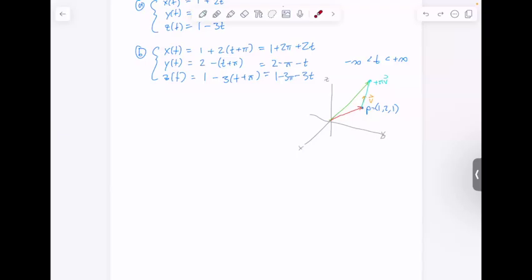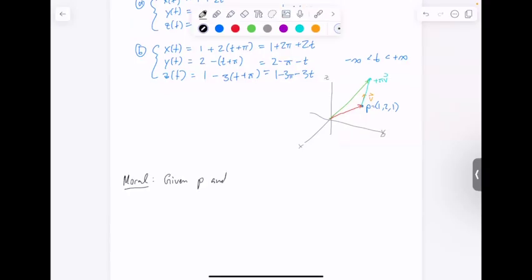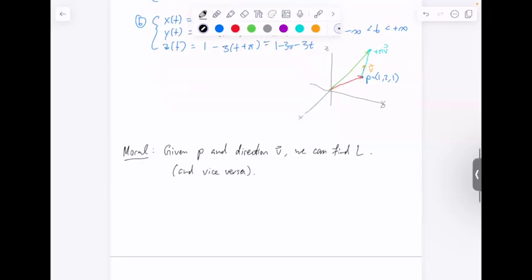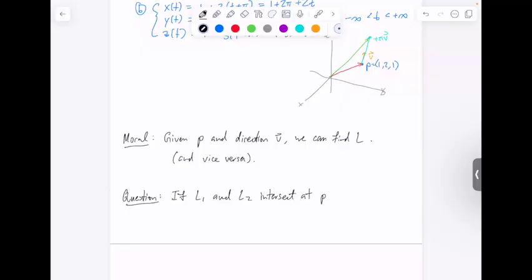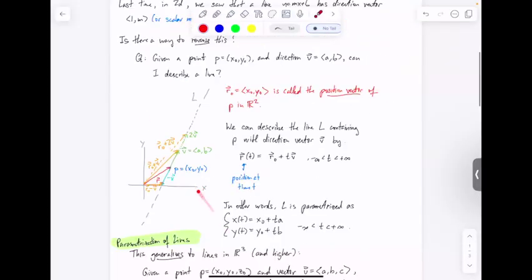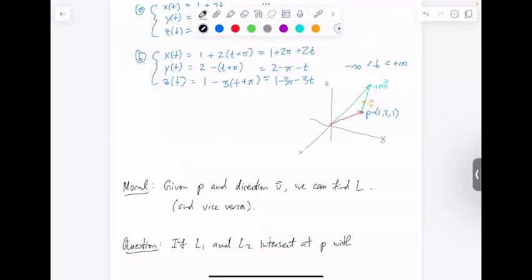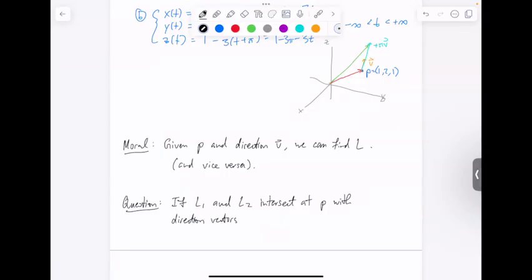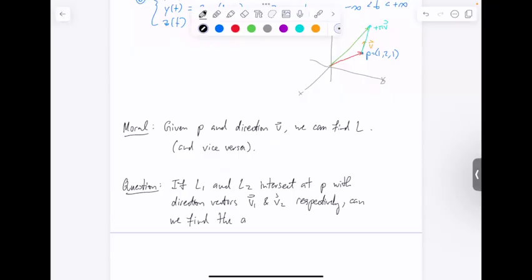We'll revisit some more properties of lines later, but let me go to the other motivating example. Consider the following. The moral first is, given P and direction V, we can find L and vice versa. So these are equivalent pieces of information. So the question now is, if L1 and L2 intersect at the point P, so if I have another line this way, and they intersect at the point P with direction vectors V1 and V2 respectively, can we find the angle of intersection?